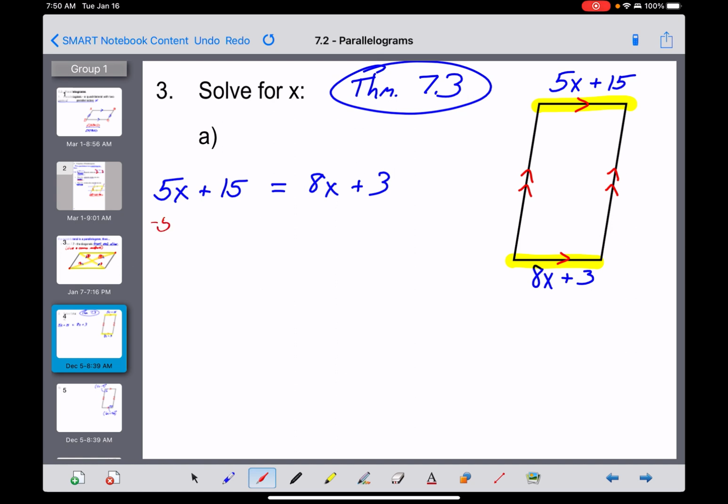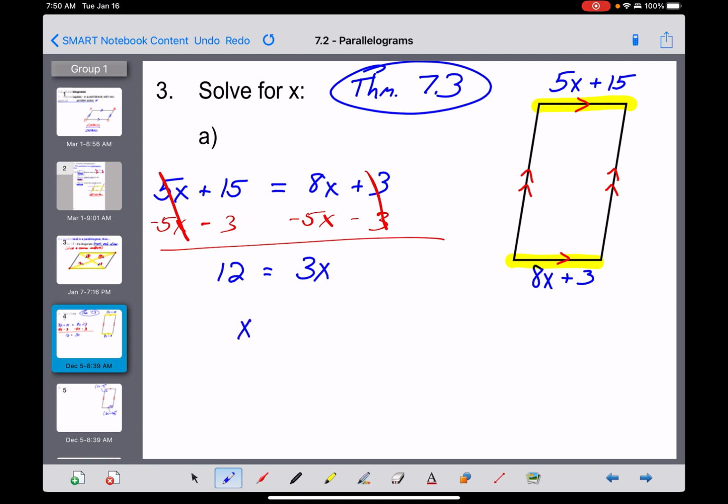I'm going to move the 5x over to the right, and then at the same time, I'll move the 3 over to the left here. So those cancel and those cancel. The 15 minus 3 is going to get us a 12. That is going to equal 8x minus 5x is a 3x. Divide both sides by 3, and we're going to get x is equal to 4.